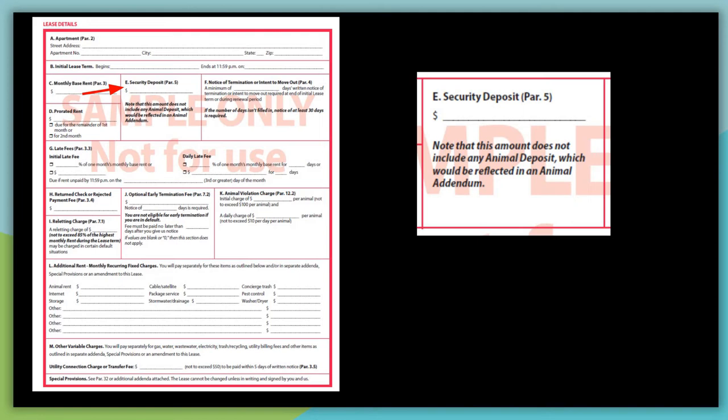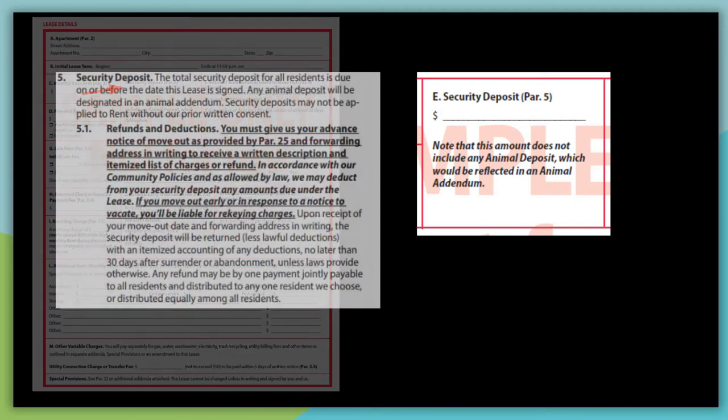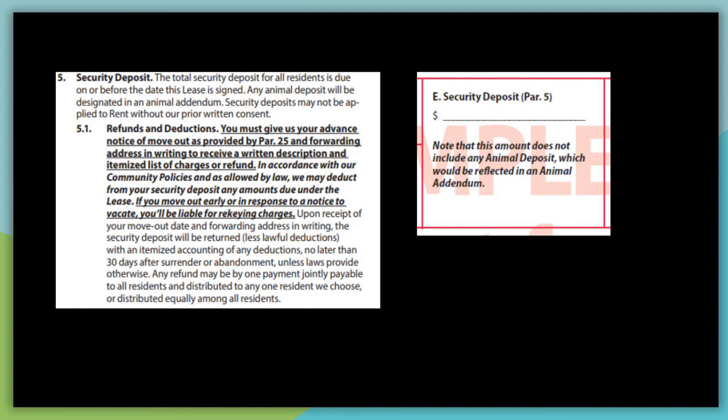Section E designates the amount due for your security deposit. A security deposit is money the owner will hold until you vacate the property. In paragraph 5 of the lease, you will find more information about the security deposit, including when it is due, how it can or cannot be applied, the refund policy, and what can be deducted from your security deposit.